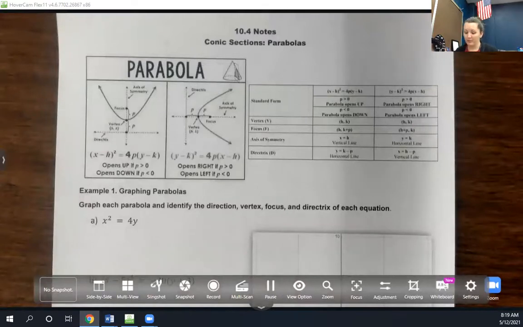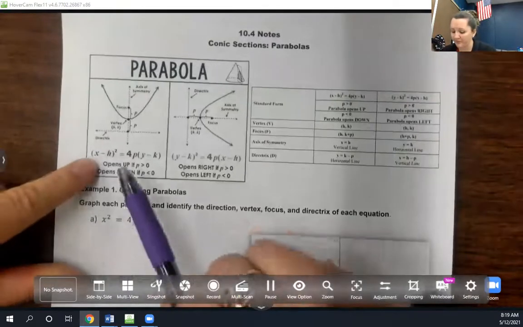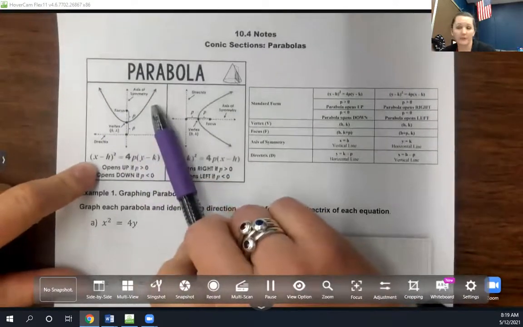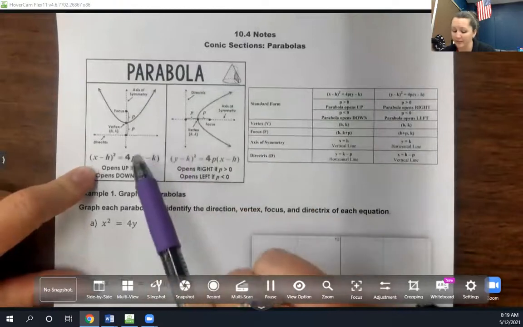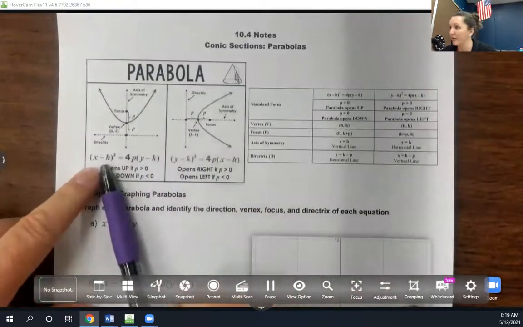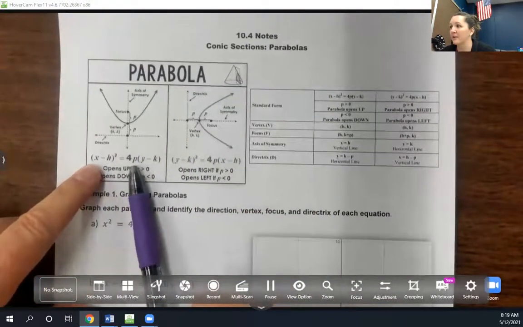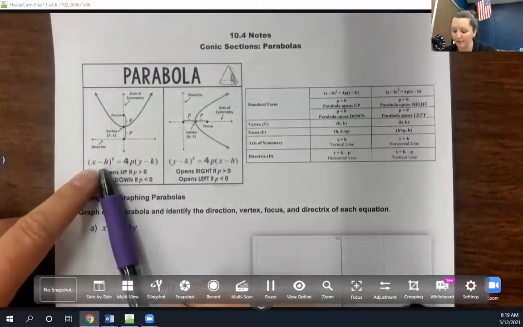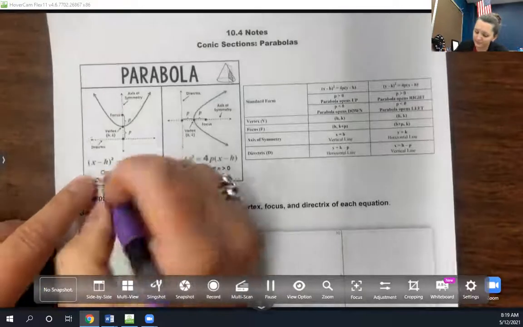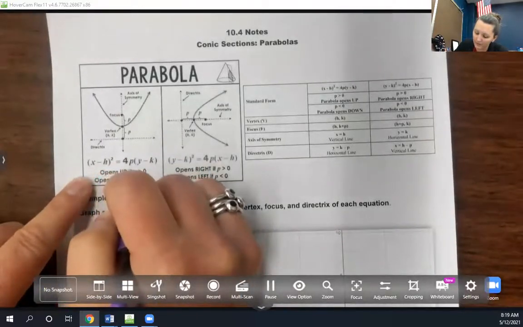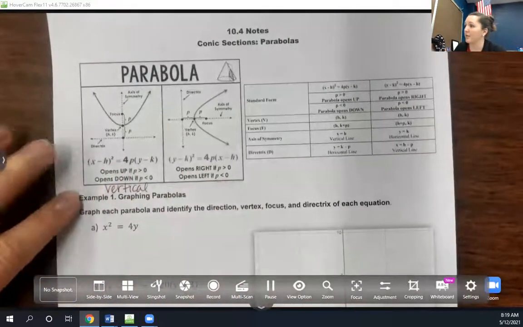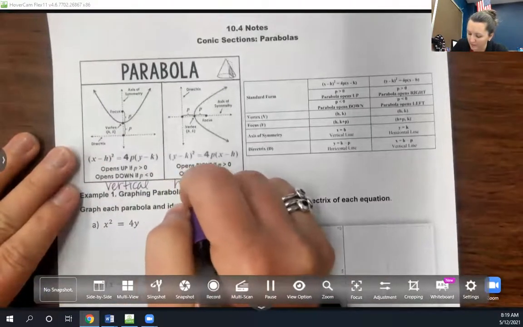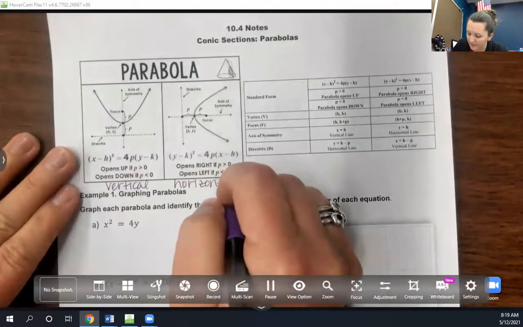Now, you are probably familiar with the vertical parabola, right? You've seen that plenty of times where your x is squared. We're just going to be writing it a little bit differently. We're going to be writing it in standard form. So this is what the vertical standard form of your parabola looks like. And we're going to be adding to your knowledge a horizontal standard form.